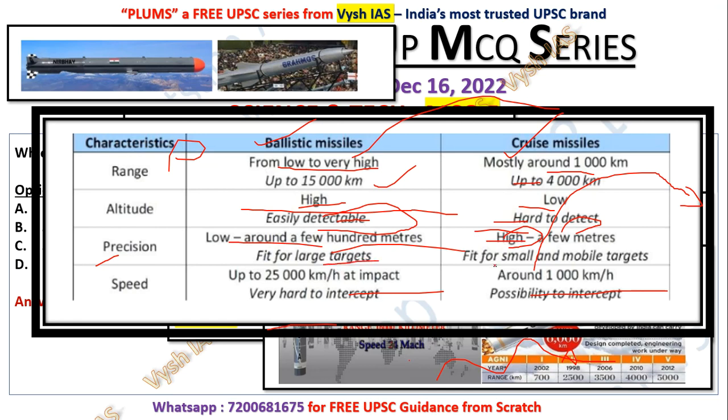Ballistic is fit for large targets, cruise is fit for small and mobile targets. Then ballistic speed is up to 25,000 kilometers per hour, while cruise is around 1,000 kilometers per hour. So ballistic is very hard to intercept, while for cruise there is a possibility to intercept. So all possible differences I have covered here. So this much is enough. More than this UPSC will not ask you.